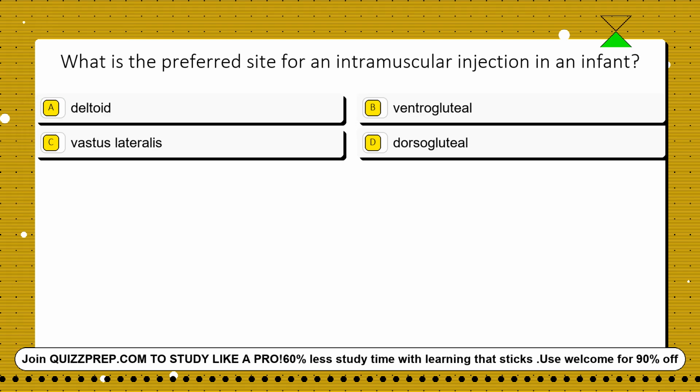Question 87. What is the preferred site for an intramuscular injection in an infant? Option A. Deltoid. Option B. Ventrogluteal. Option C. Vastus lateralis. Option D. Dorsogluteal.